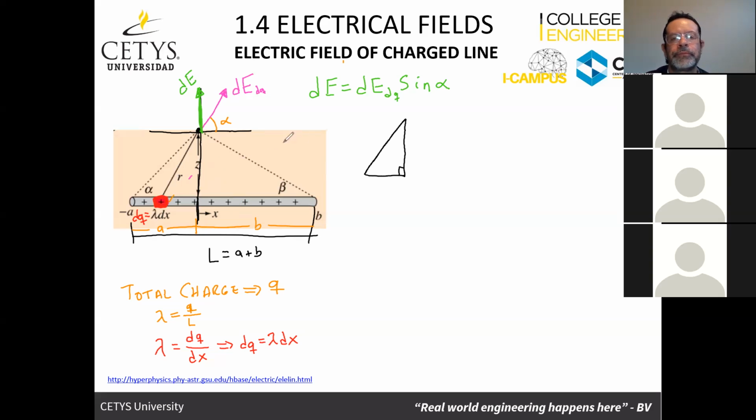This triangle here. In that triangle, the distance is given by R between the point and the charge. The height is given by what I'm calling Z. And this distance over here on the bottom is called X. And this is the angle here. Can somebody tell me then what is the sine of alpha with regards to this triangle? What is the sine of alpha?